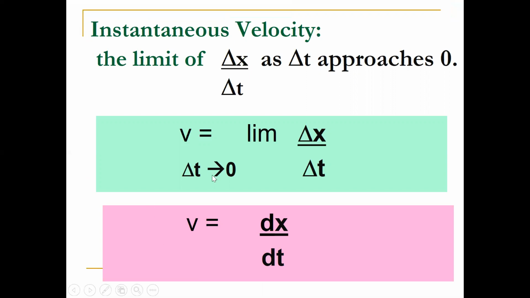So the statement here is that velocity is equal to the limit of the change in position over the change in time, or the change in displacement, as the change in time approaches 0. If you know anything about calculus, this is actually how you would write a derivative. So this statement says that velocity is the derivative of the displacement with respect to time. If you know anything about derivatives, anything about calculus, that's what this says.